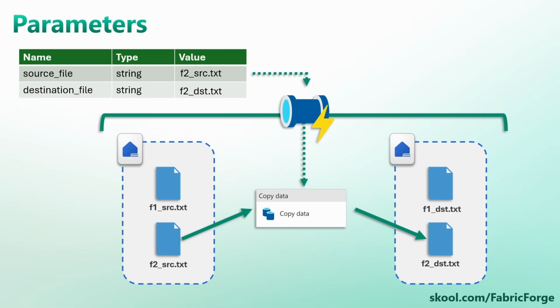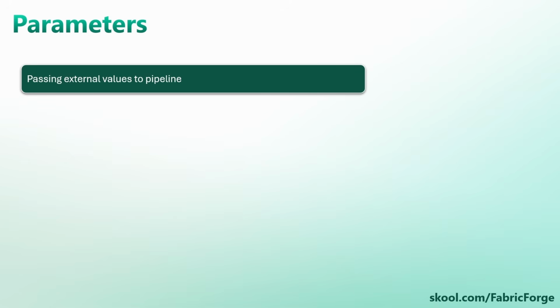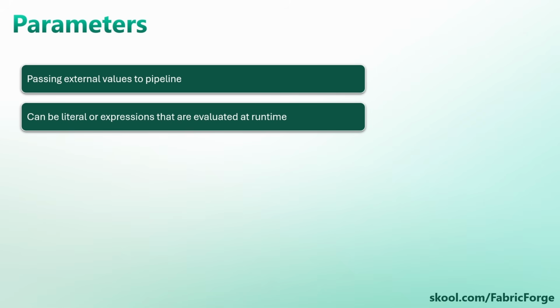This is just a simple illustration of how you could use parameters in pipelines to do things dynamically. Next, let's go through a few key points about parameters. The main functionality of parameters is passing external values to pipelines. Parameters can be literal, meaning some hard-coded values, or parameters can be expressions that are evaluated when the pipeline runs.